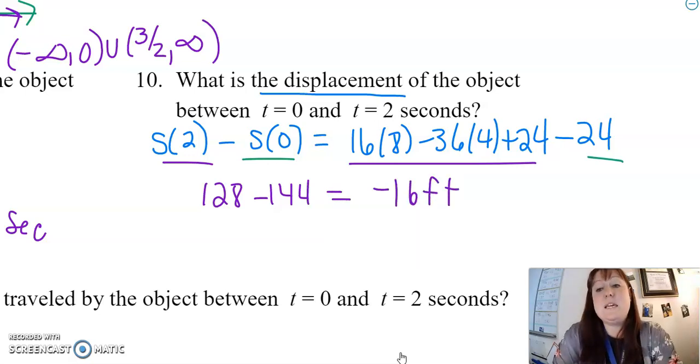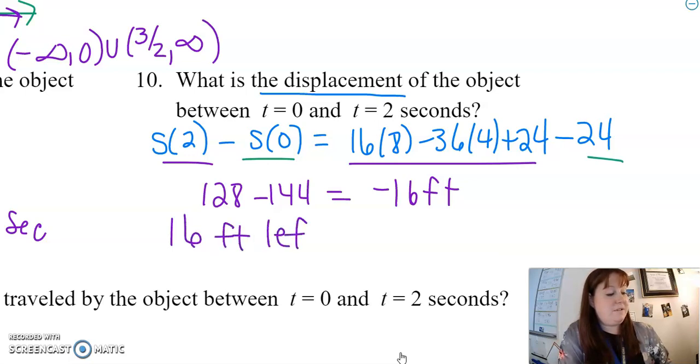So what that means is that the object is 16 feet left of where it originally started, okay? You can just write negative 16 feet, that's fine, but it's 16 feet left of the initial position.